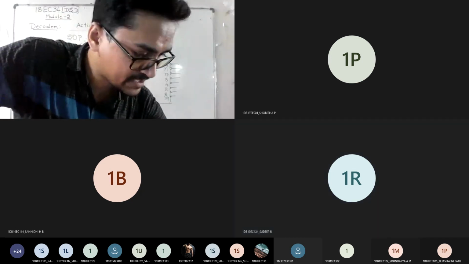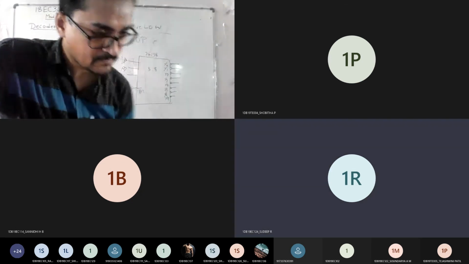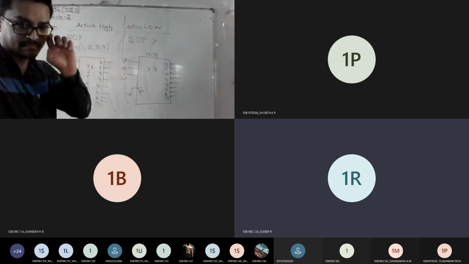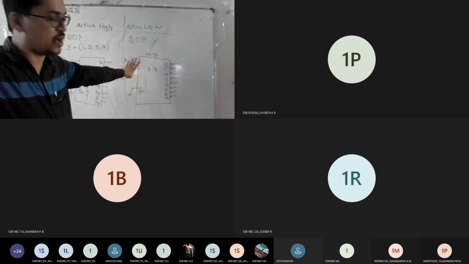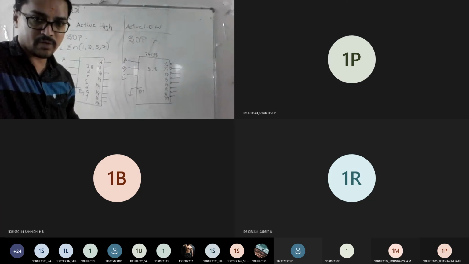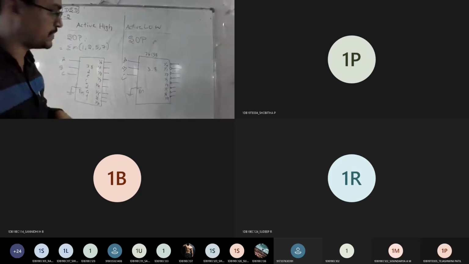Everyone, am I clear with this first step? Yes, sir. Okay, now listen. After understanding the simple things of what active high is and what active low is, now we'll see how the implementation part comes into the picture.